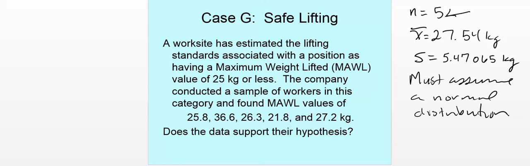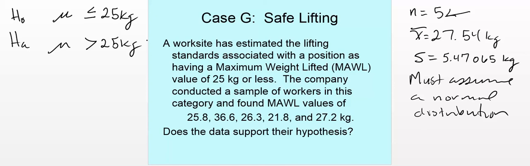But now it's time to test the hypothesis. So we need to note that our null hypothesis is that the mean is less than or equal to 25 kilograms. That's what the work site or the manufacturer is basically saying when they say that that's the maximum value. And that would give us an alternative hypothesis of the mean is actually greater than 25 kilograms. And our data makes us suspicious here that it may be.